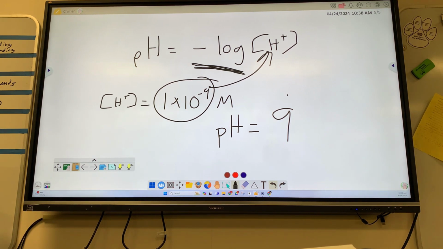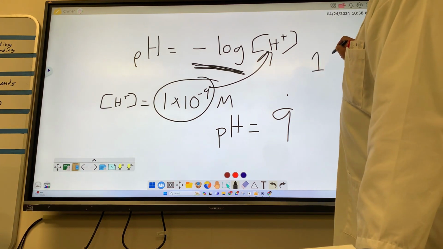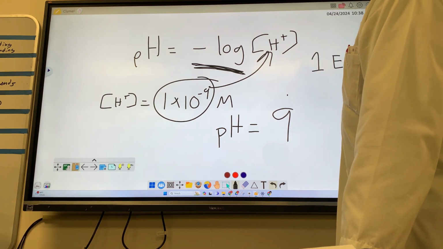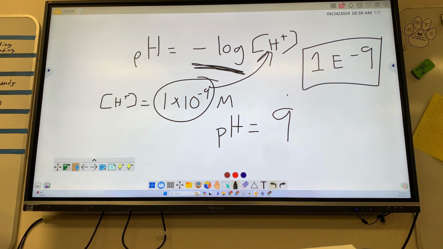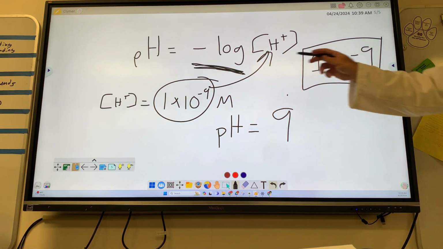So in your calculator, remember how we would write this number would be 1 e negative 9. This is what you should put in your calculator to represent that number.